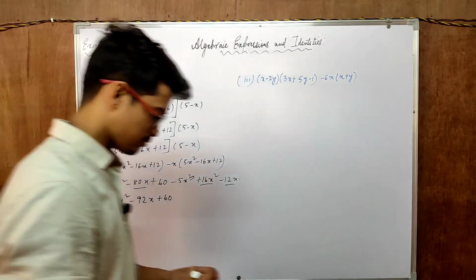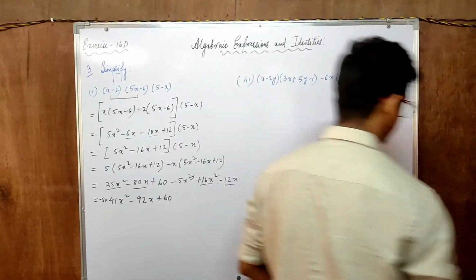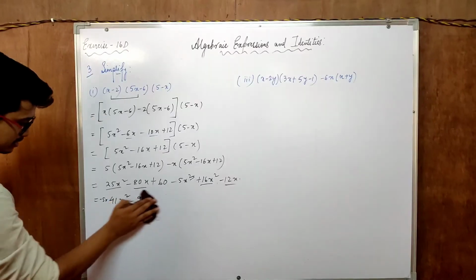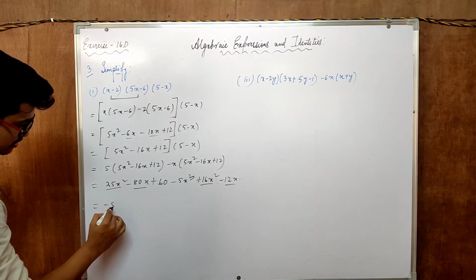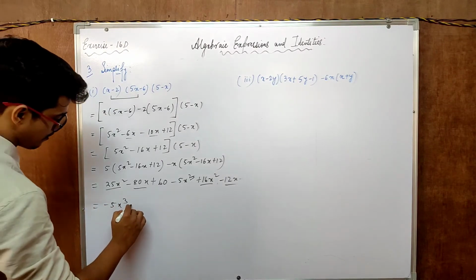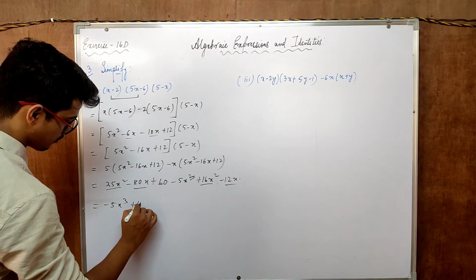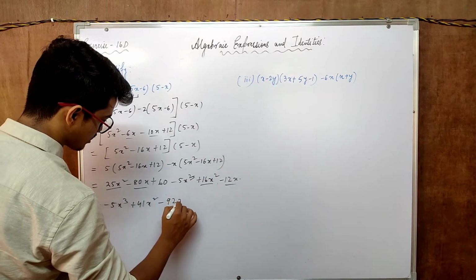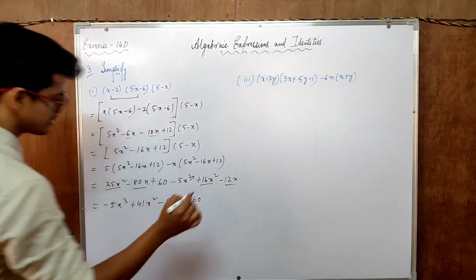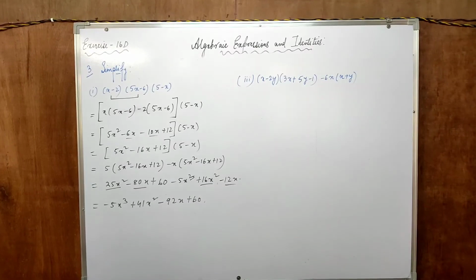So if I just remove this part and write it in a very nice way, what will I get? Let's just write it down. So that means the answer will be minus 5x cube, then plus 41x square, then minus 92x plus 60. That is the result. Simple, easy. I hope you got it.